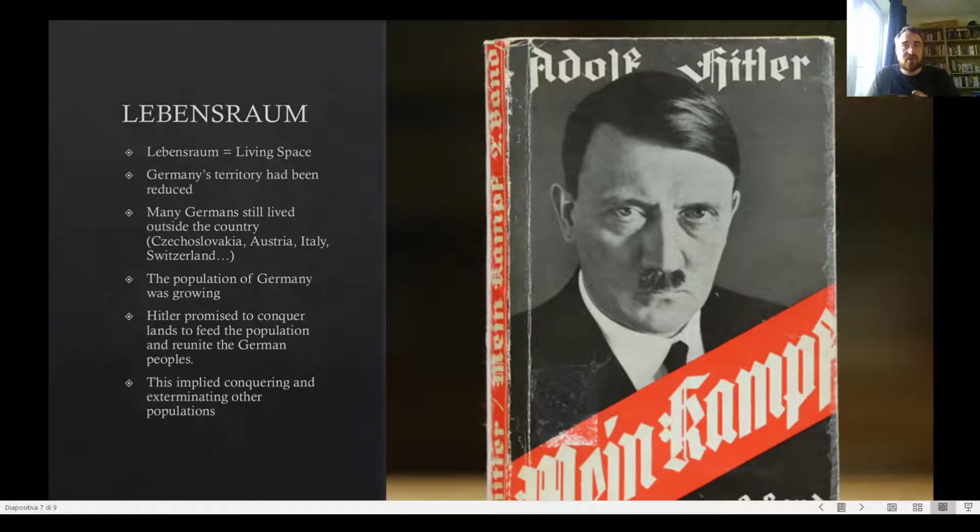The Germans were like the Greeks and the Italians, they are everywhere. So those lands where Germans lived needed to be taken from their current owners and given to the glorious German nations led by Adolf Hitler.